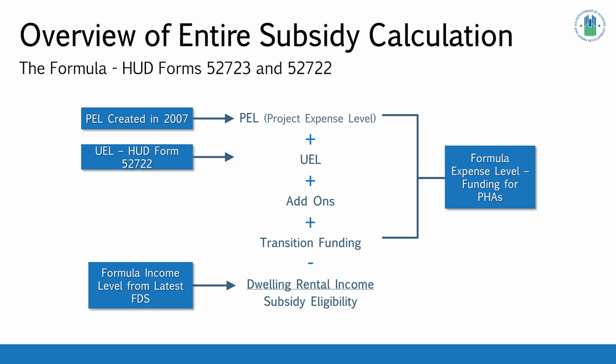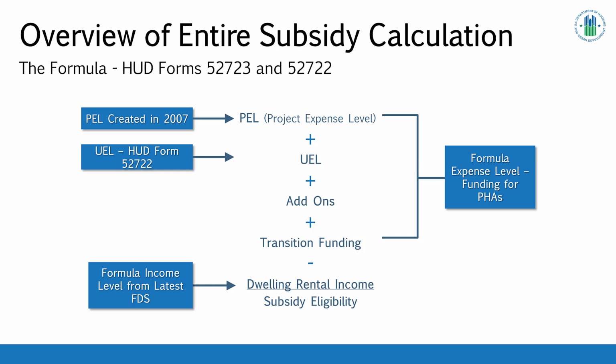This calculation was created by the Harvard Graduate School of Design, and the information is in 24 CFR 990. The calculation of that PEL is in there, and this is funding the PHA for those expenses. In addition, once we calculate the UEL, the utility expense level from HUD Form 52722, HUD will fund the PHA on the PHA-paid utility costs.